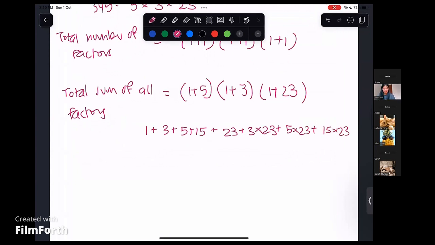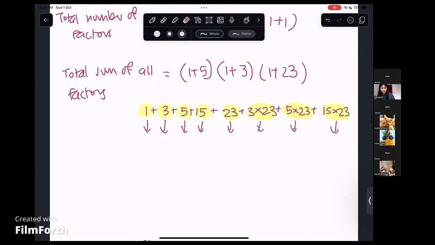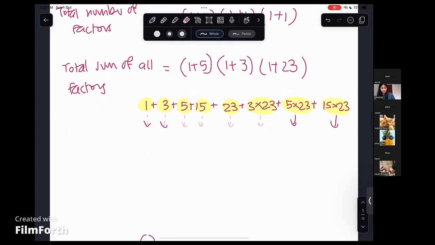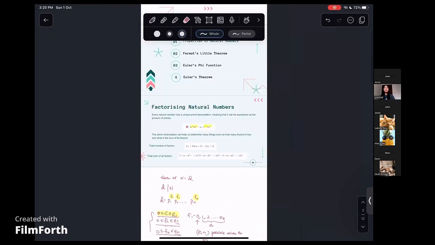And if we look here, that's 1, 2, 3, 4, 5, 6, 7, 8. So each of these is a factor of our number. So we can see quite clearly how, if we expanded it out and didn't add them together yet, it gives us all the factors of our number. So that's how you can think about it. Okay. Yeah, that's good.